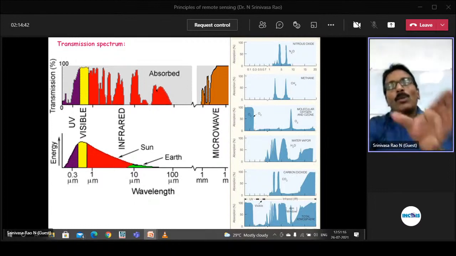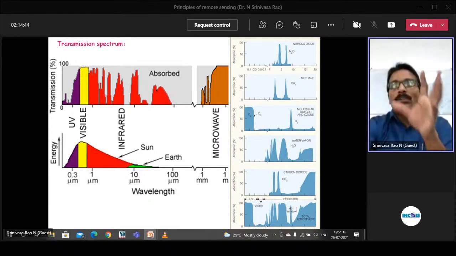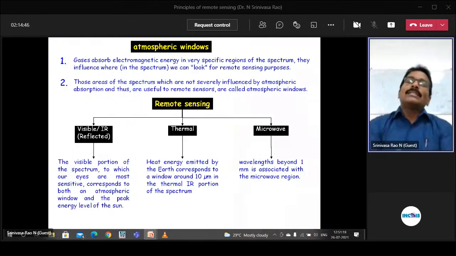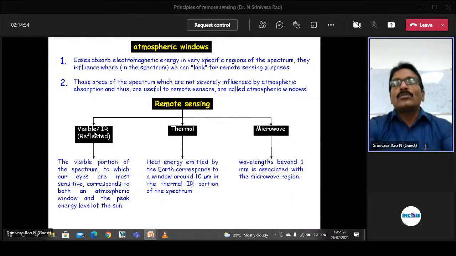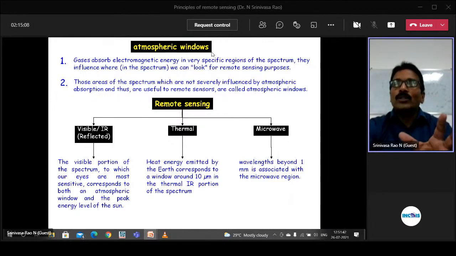Based on the atmospheric property, that atmospheric influence, remote sensing data is classified into 3 groups. Visible remote sensing involves visible light and near infrared; this one we call reflected remote sensing. Then thermal remote sensing and microwave. Here one term comes into the picture: remote sensing atmospheric windows.